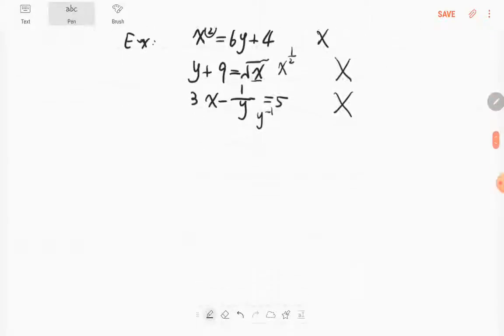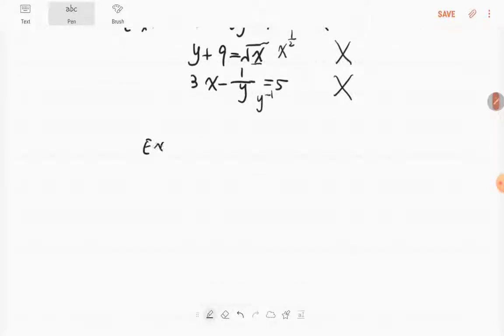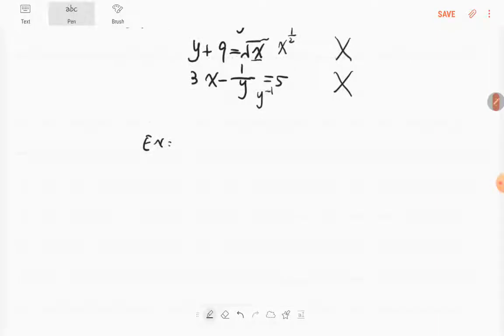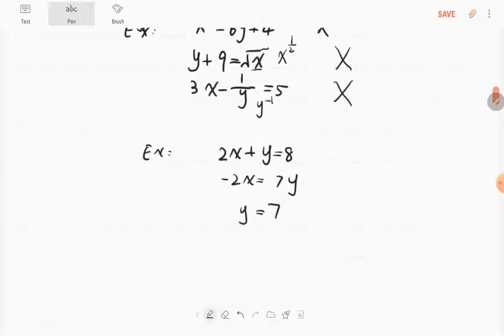So I will give you some examples of linear equations. For example, we have this one. This is a linear equation, right? And even this one is a linear equation. And even this one, y is equal to 7. We do not have x, right? So we can treat it this way.